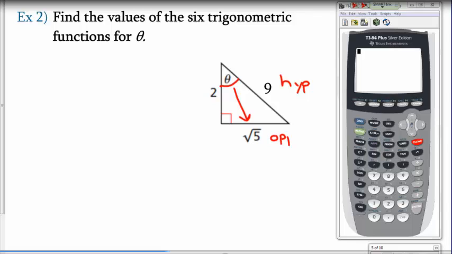I have labeled it 9 here, and now I've labeled the hypotenuse, the opposite, and the adjacent in regards to my reference angle. Now, I'm asked to find the 6 trigonometric functions. Let's start with the basics: sine of theta, cosine of theta, and tangent of theta.